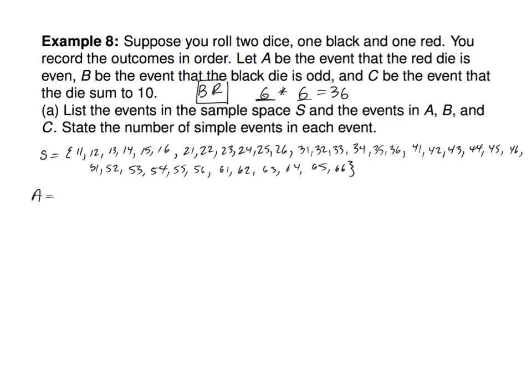Okay, A. What is the event A? Red die is even. Is the red the first or second? Second. Red is the second one? Okay. So let's look at the above list and underline them. How many of them are going to be there? I think it's going to be exactly half of these, right? Yeah, so 18 of them. That's a lot, yep.